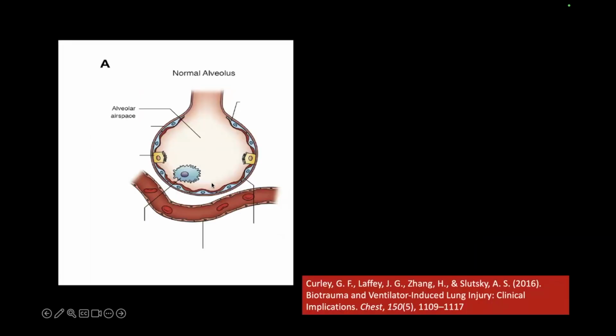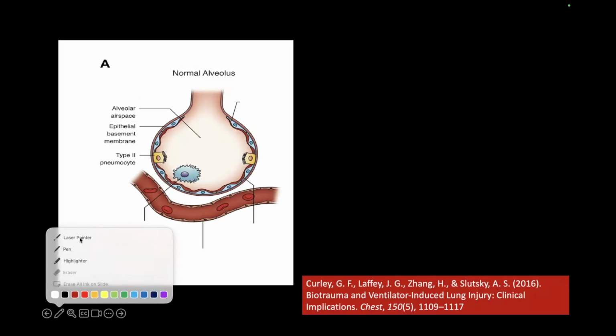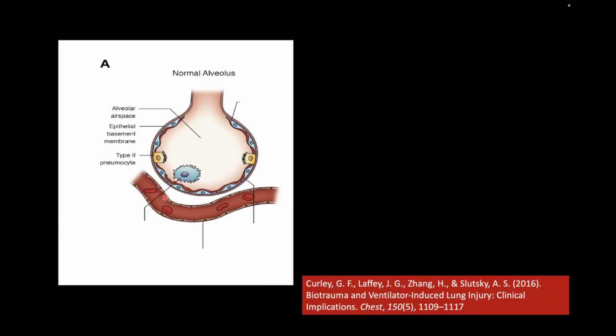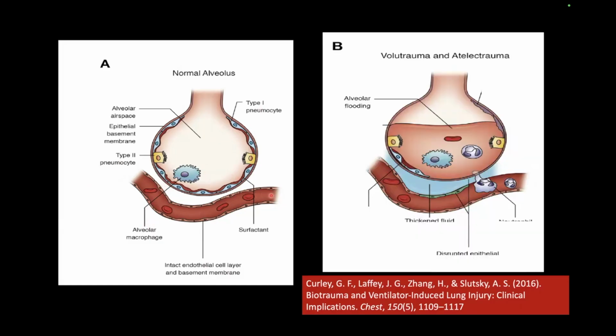This is a schematic presentation of the alveolo-capillary interface. So we have this alveolar airspace. This is the epithelial basement membrane. We have the type 1 pneumocytes, and we have the endothelial cell lining of the capillary endothelium. These are the alveolar macrophages, and we have the surfactant which is covering the surface of the type 1 pneumocytes. Type 2 pneumocytes are the ones which are here.